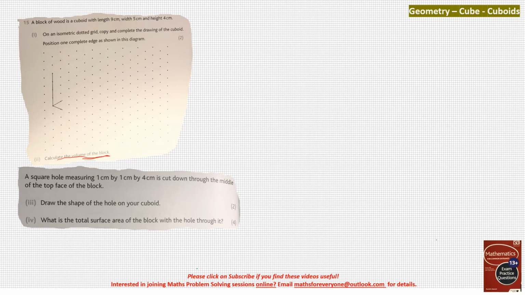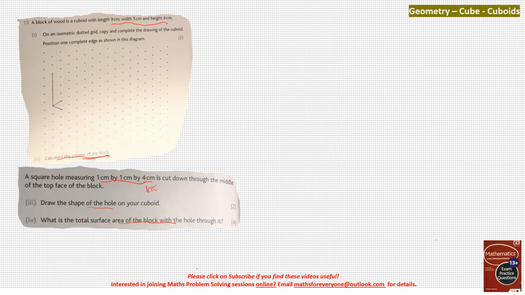And then we have to make a hole. We have to draw a hole that's passing through the block, and it has dimensions 1 by 1 by 4. So 4 centimeter is going to be the height, and 1 by 1 centimeter is going to be the length and the width. So draw the shape of the hole, and then what is the total surface area of the block? The total surface area of the block will be the area with 954 minus the area with 114. That's what this question is asking us to do.